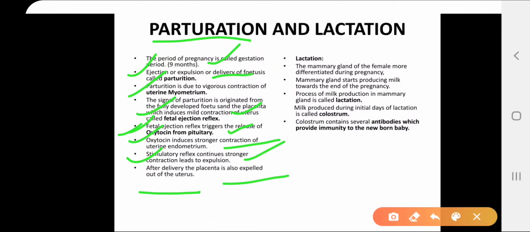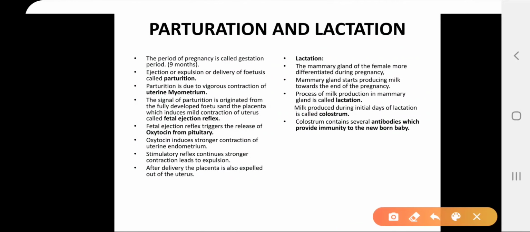Now, lactation. The mammary glands of the female become more differentiated during pregnancy. Mammary glands start producing milk toward the end of pregnancy. The process of milk production in the mammary gland is called lactation.